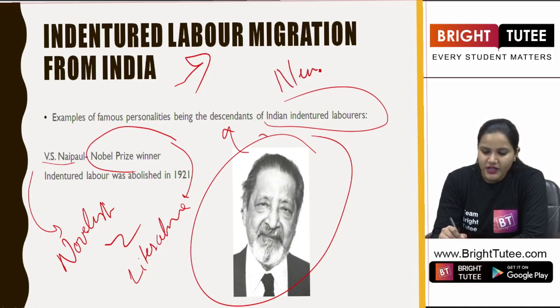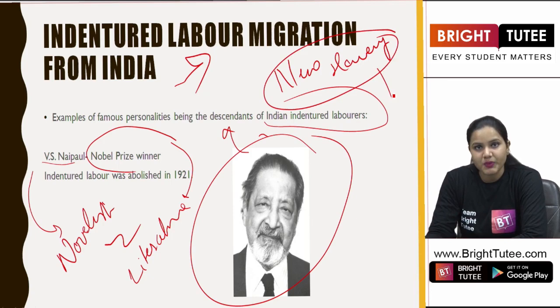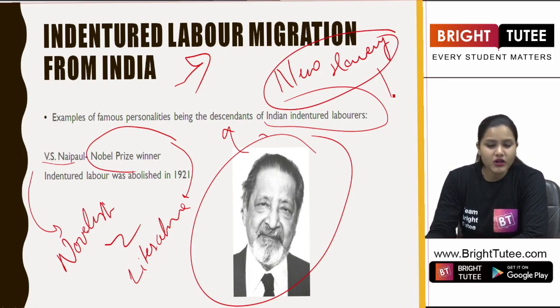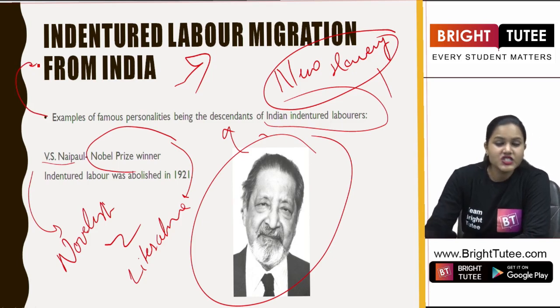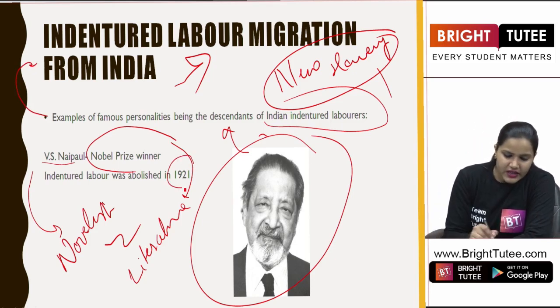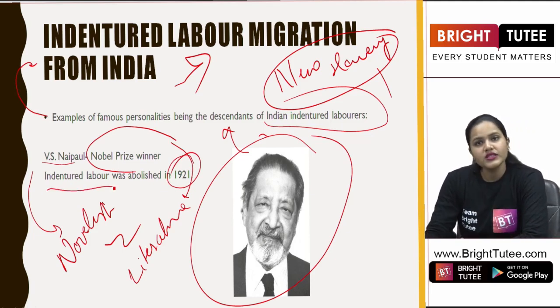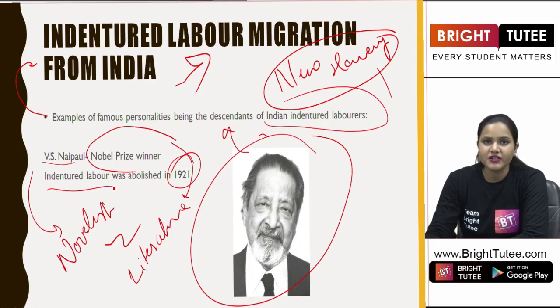Basically, that was a new slavery that was introduced, where the conditions were quite different from what was expected. And therefore, the Indian nationalists fought for these Indian indentured laborers and how they were treated. And finally, in the year 1921, indentured labor was abolished, just like slavery was abolished in 1834.